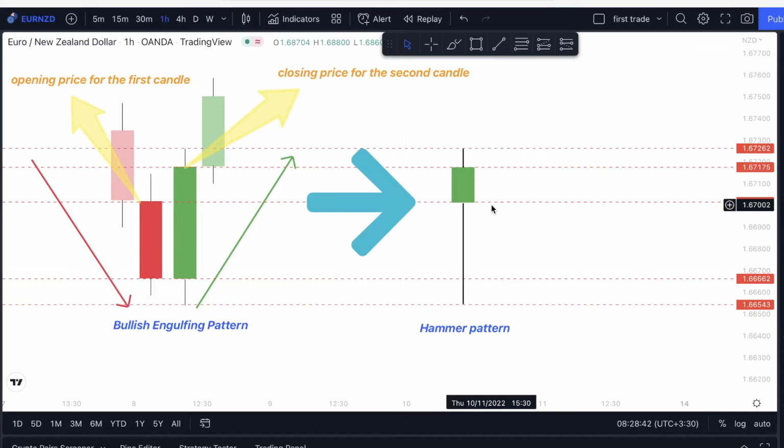My main goal in explaining all these things is to say that we have the same ideology and the same trading strategy behind these patterns. So I would say the bullish engulfing pattern and the hammer pattern are actually the same thing, and when we see these on the chart, we should have the same ideology and the same trading strategy for both of them.